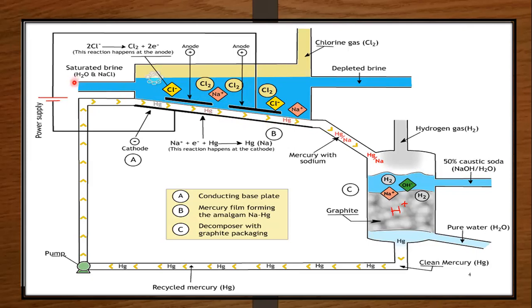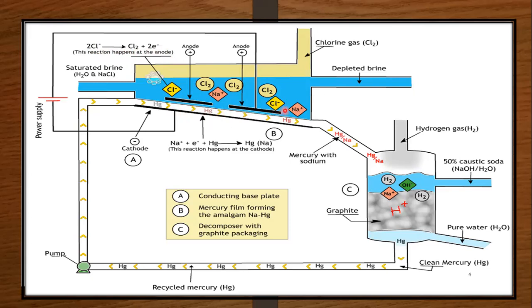When brine solution is added from this way, on electrolysis it breaks into Na positive and Cl negative. When Cl negative reaches the anode, it releases an electron, and the chloride ion converts into chlorine gas. So we can extract it this way. Here is a reaction in which two chloride ions react to produce chlorine and two electrons are removed. These two electrons move toward the cathode.